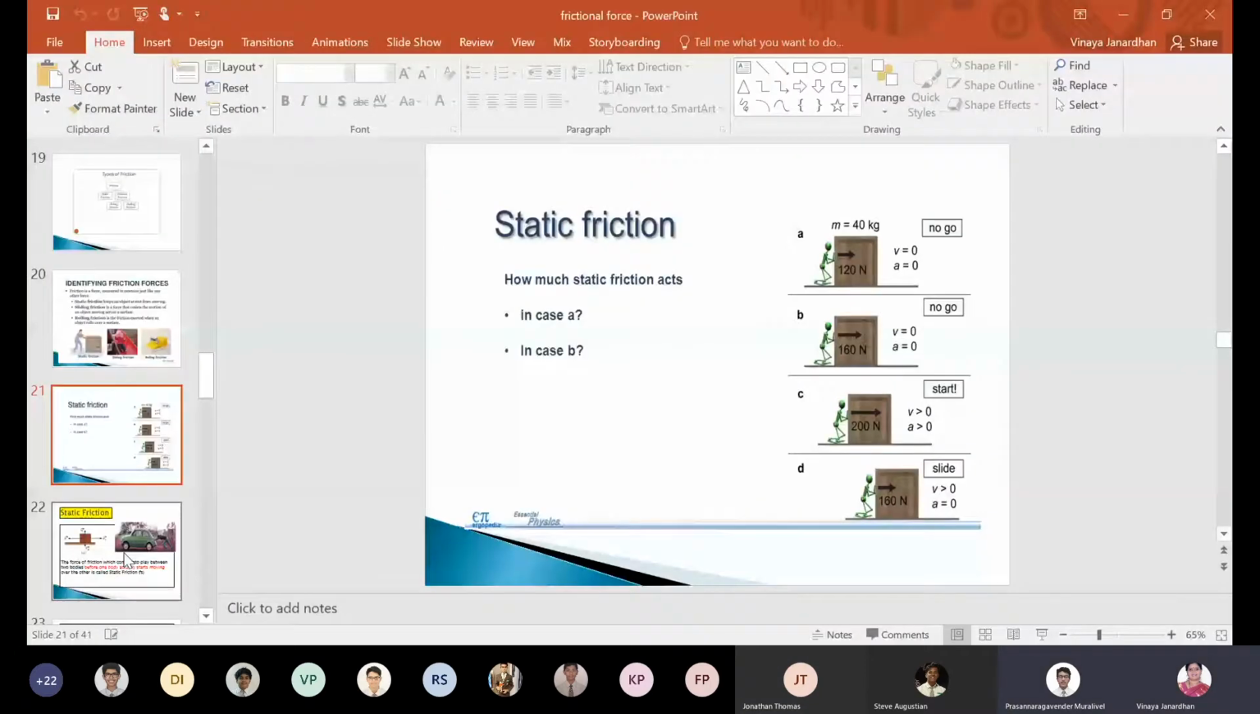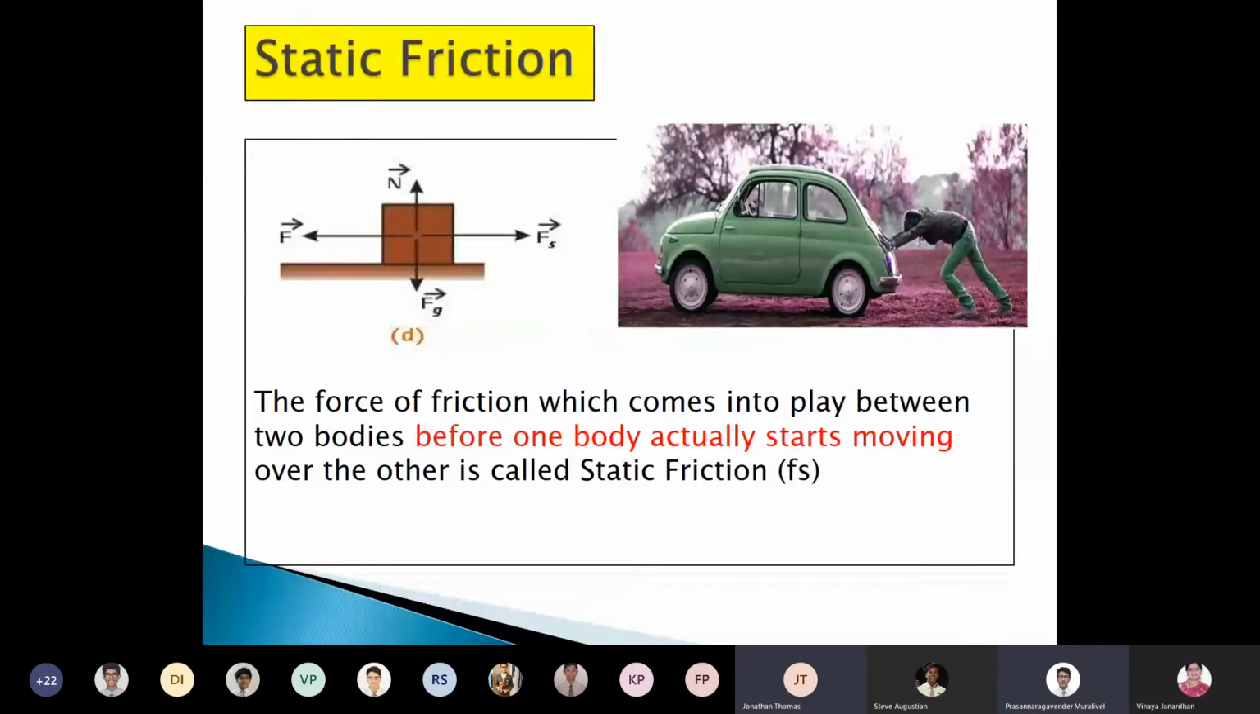Go on, John. Ma'am, in the video when the small car started moving, was that static friction or kinetic friction? The first video? Yes, ma'am. In the first video, did he keep the car on the floor, or where did he keep it? Ma'am, while it was moving. He told it's static friction, right? Why did he tell it as static friction?